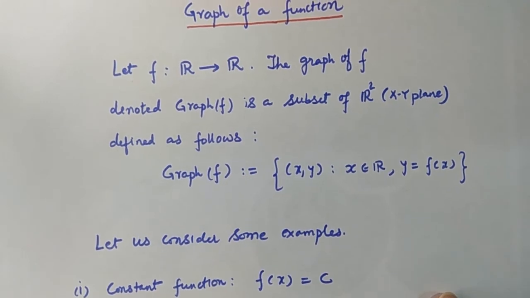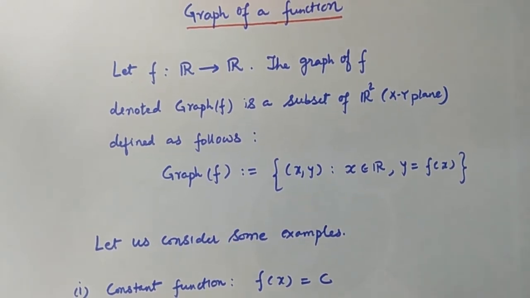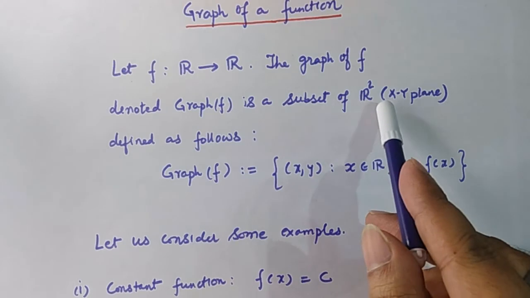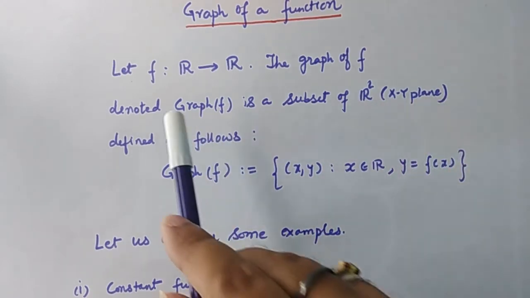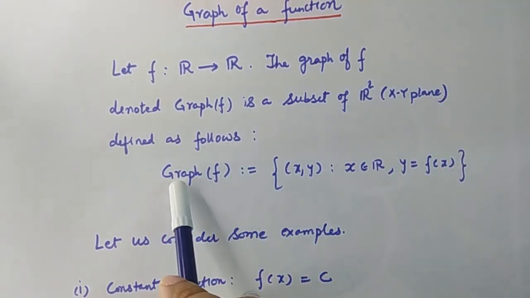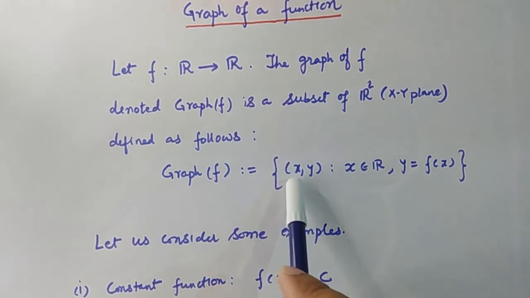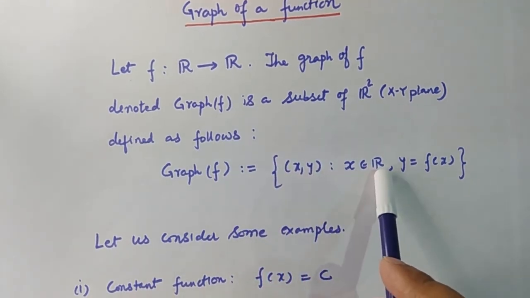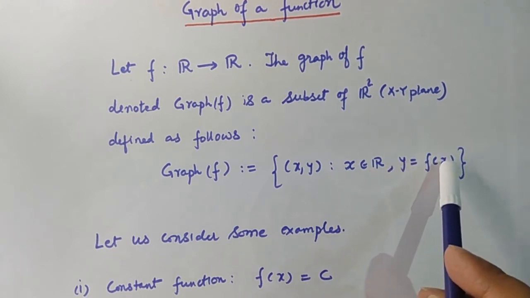We now proceed to give a formal definition of the graph of a function. Let f be a function from R to R. The graph of f is a subset of R2 or the xy plane defined as follows. Graph of f is defined as the collection of all points (x, y) such that x belongs to R and y is equal to f of x.